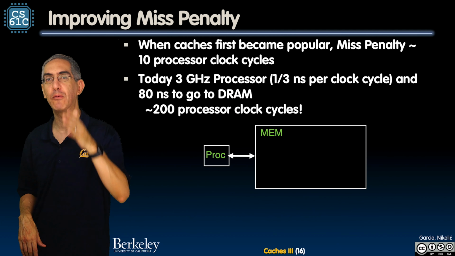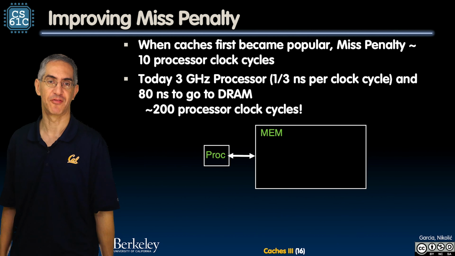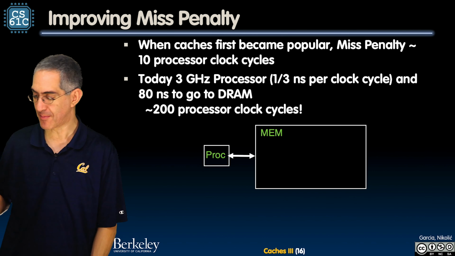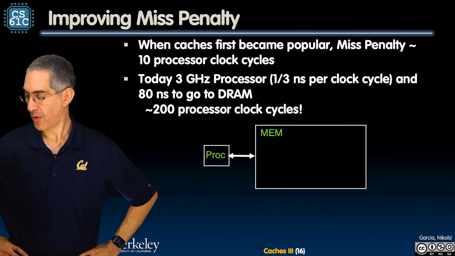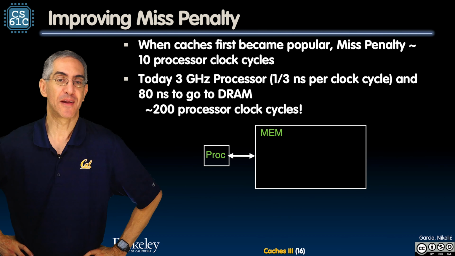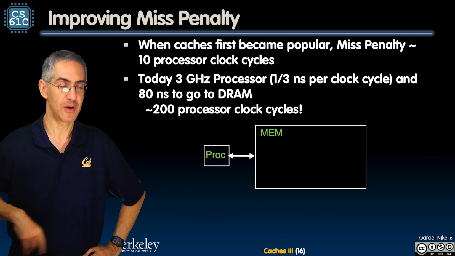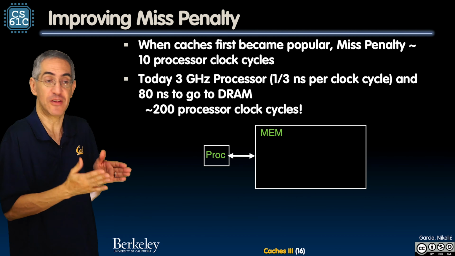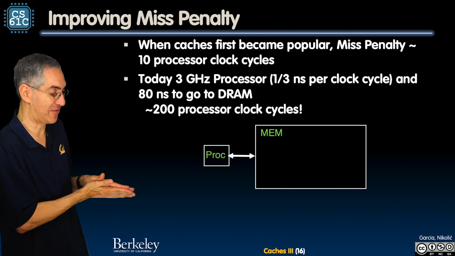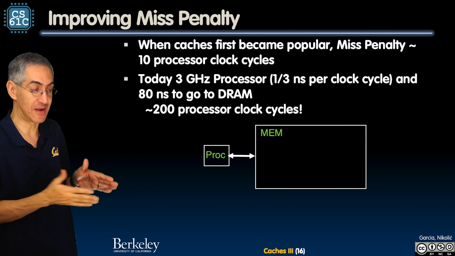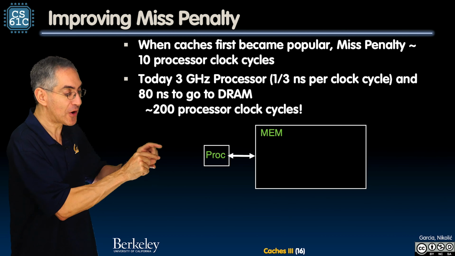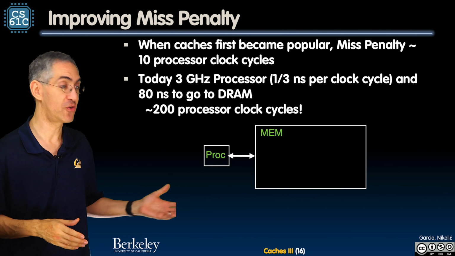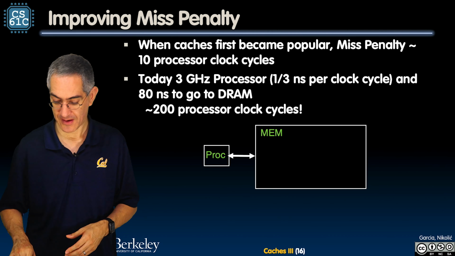What's another way we can do it? What's another design space we could have? Almost like we could turn to recursion for this. So let's think about this. When caches first became popular, the miss penalty was about 10 processor clock cycles. In the early days, if you had to go to memory, there was no gap between processor and memory speed, so there was almost no miss penalty. I can wait 10 cycles, no big deal. Now it's on the order of 200 or even more, okay?